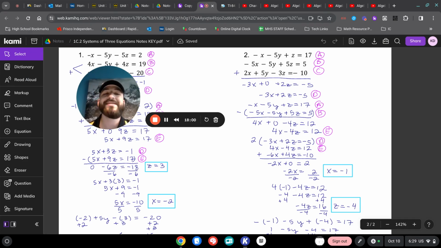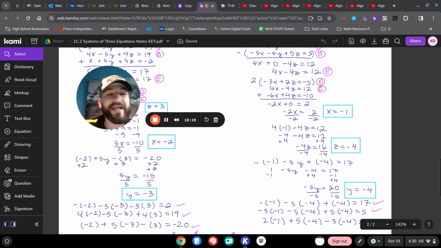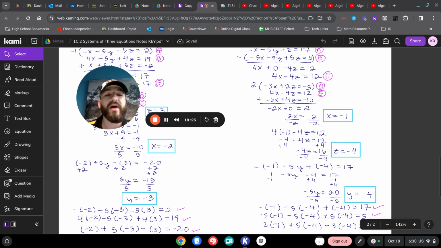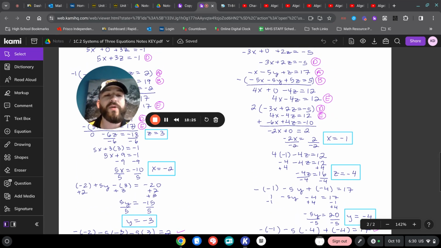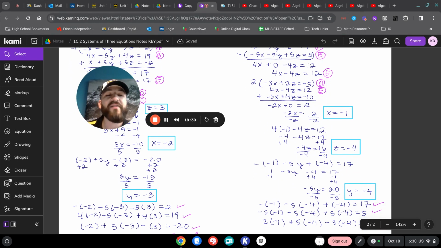Once I know what x is, I can plug it back into either of the two equations. I chose to plug it back into equation E. So 4 times negative 1 minus 4z equals 12, which gives me negative 4 minus 4z equals 12. Adding 4 to both sides and then dividing by negative 4, we get that z is equal to negative 4. And then once I have x and z, I can plug it back into any of the three equations. I chose to plug it back into equation A. So negative 1 minus 5y plus negative 4 is equal to 17.